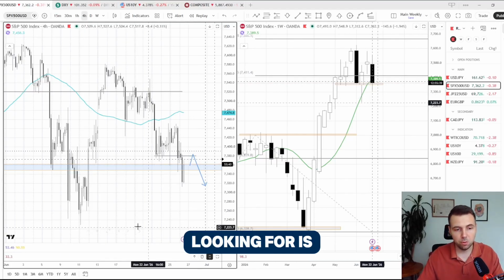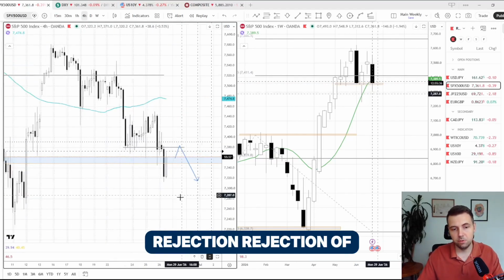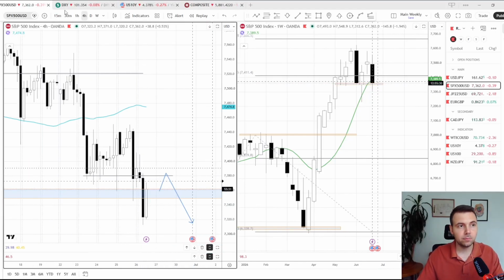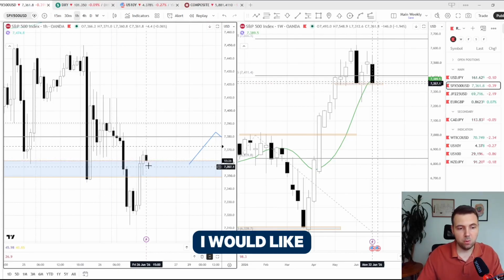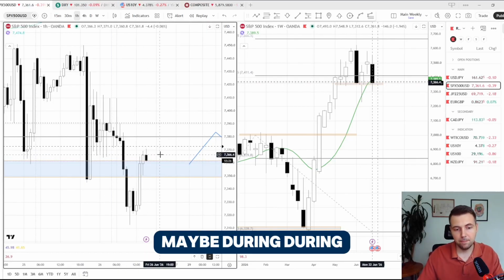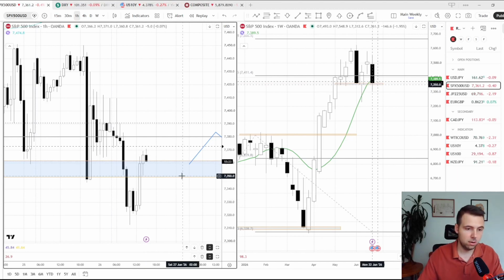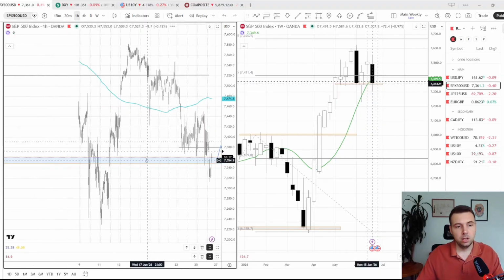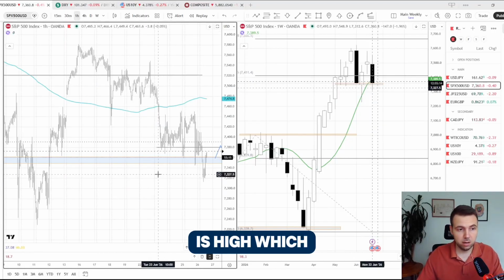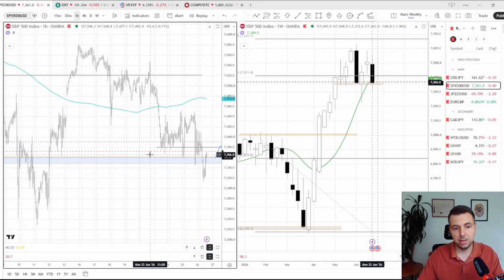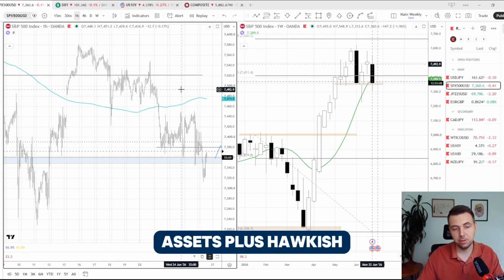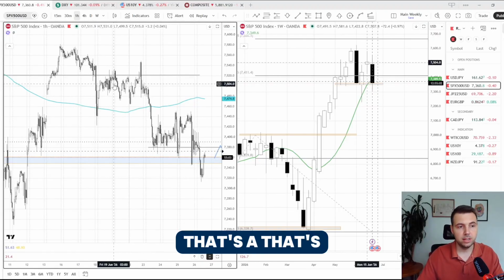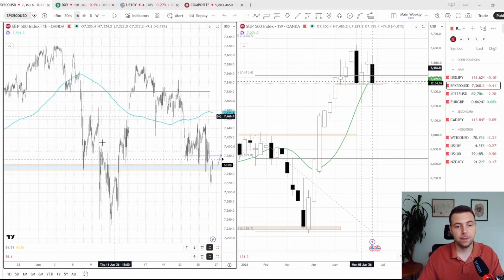So what I'm looking for is rejection of this blue area and this local level, and I would like to short it maybe during the first hour or two of the New York session. So the dollar is high, which is not a good sign for risk assets, plus hawkish expectations. So that's a good environment for shorting risk assets.